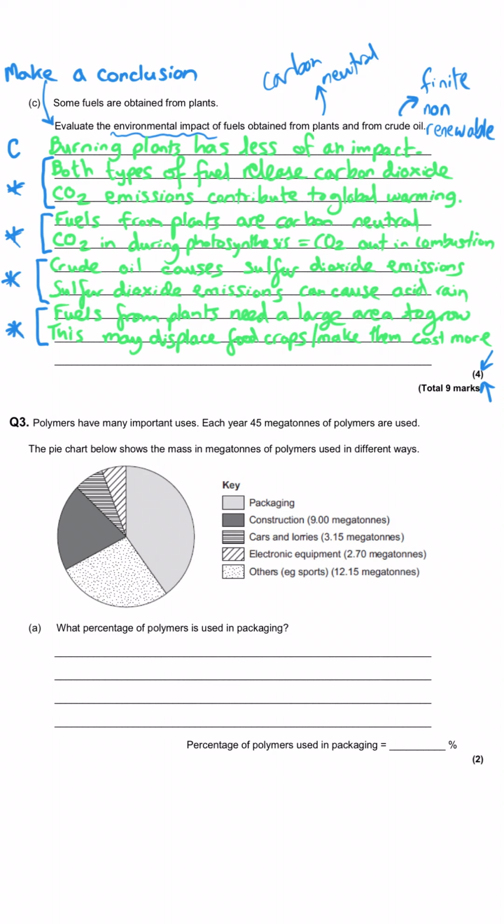So there are other things that you could say. You could talk about destroying habitats to grow plants, or you could talk about going back to some good things of the plants.